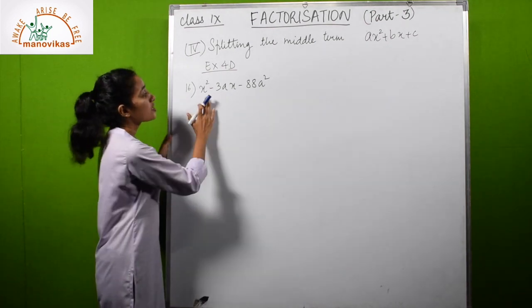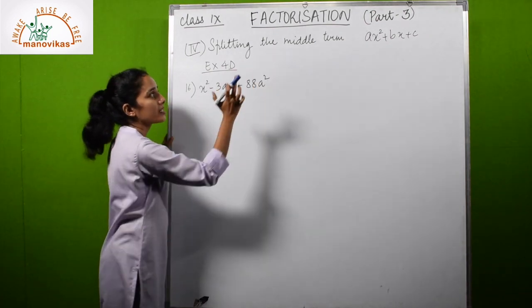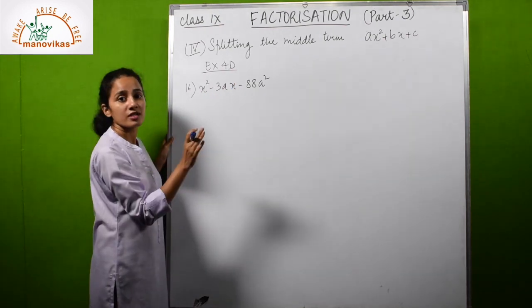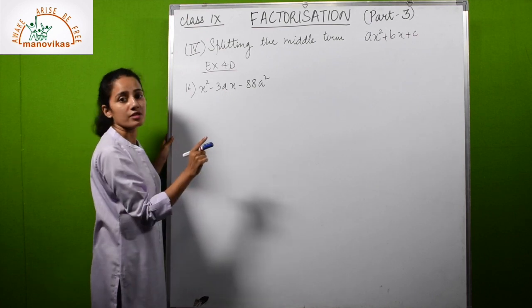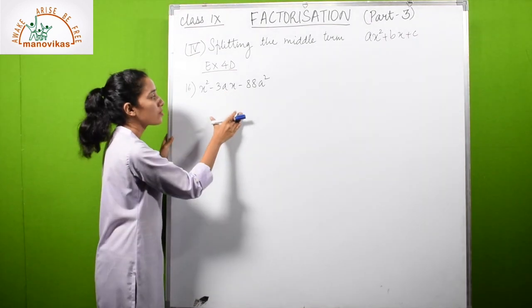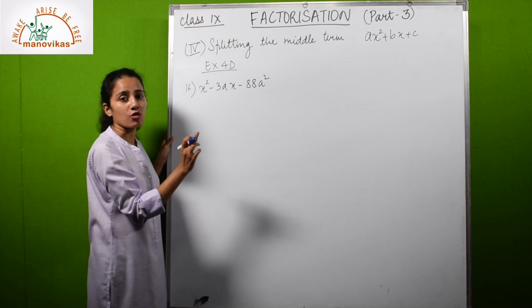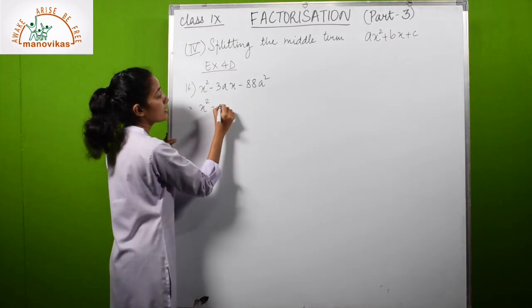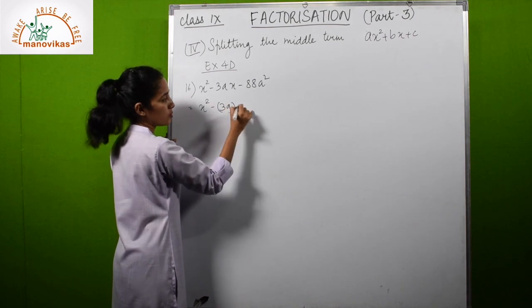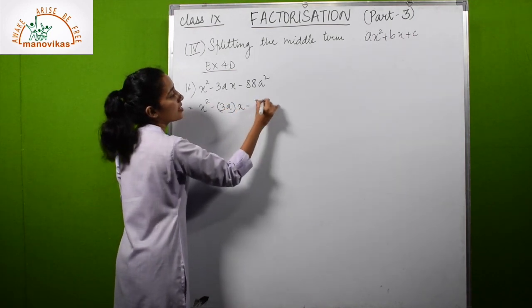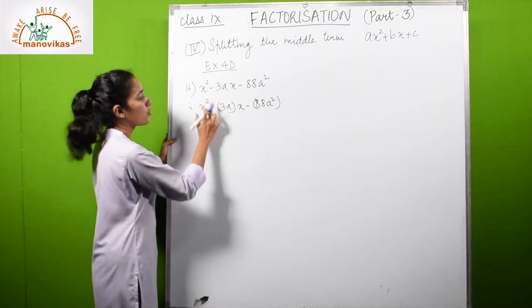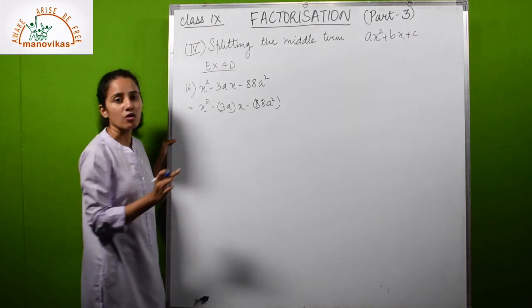Now in such types of problems, we have to use the splitting the middle term. Now in this case, you either take x as a constant or you take a as the constant. So in this case, I will be solving this problem taking a as the constant. So I have x square minus 3a, I will consider this as one number, and 88a square I will also consider as one number. So I have x square, then one x term and one constant.